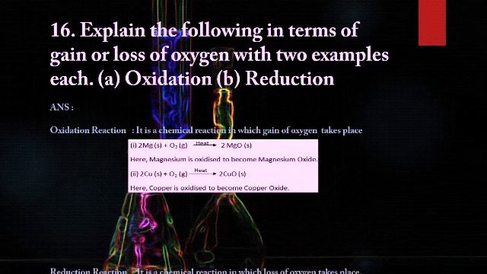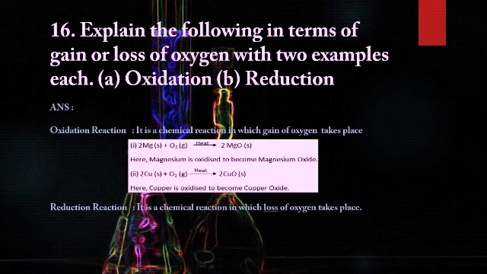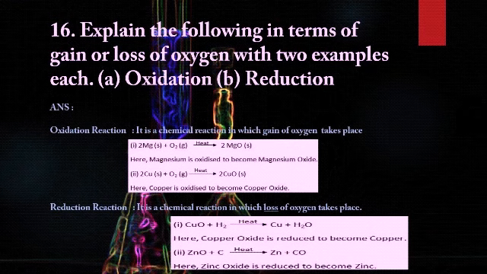Now next is reduction reaction. It is a chemical reaction in which loss of oxygen takes place. Example: CuO plus H2 in the presence of heat gives Cu plus H2O. Here, copper oxide is reduced to become copper. Next example is ZnO plus C gives Zn plus CO. Here, zinc oxide is reduced to become zinc.